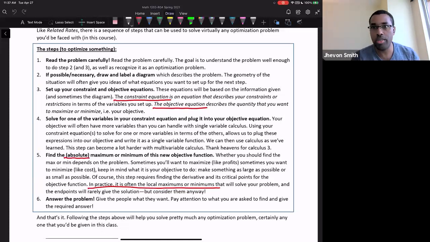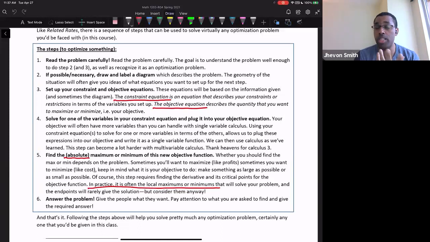So a farmer has 100 feet of fencing. That's a constraint. You don't have an infinite amount of fencing. You have 100 feet worth, right? So that is how you would set up the constraint equation: figure out what you're given, the given value, and then use an equation to describe that value.